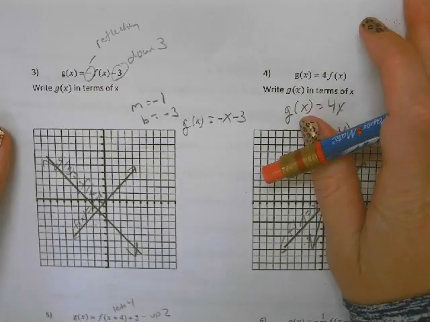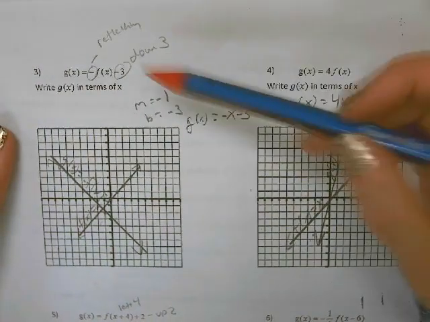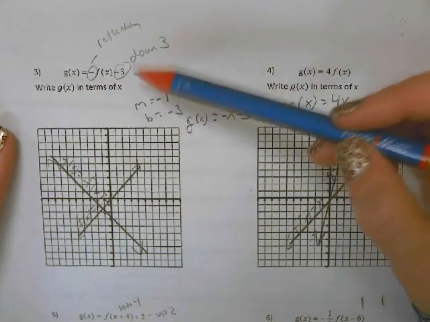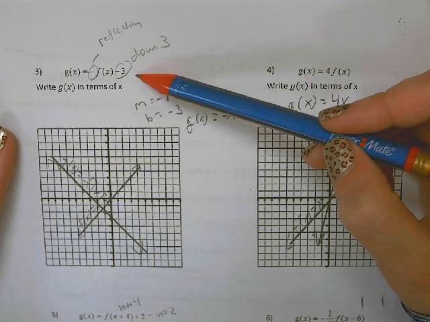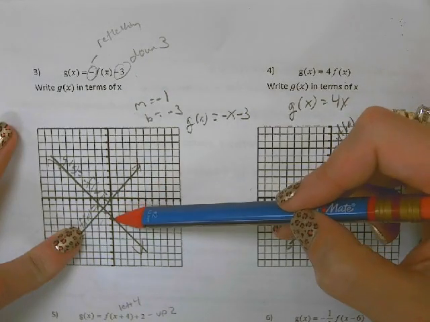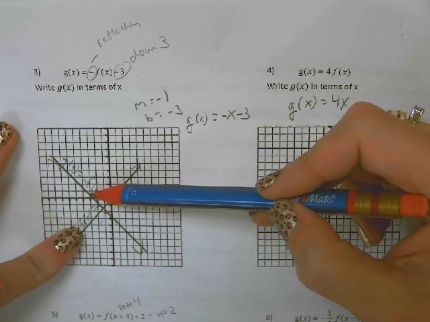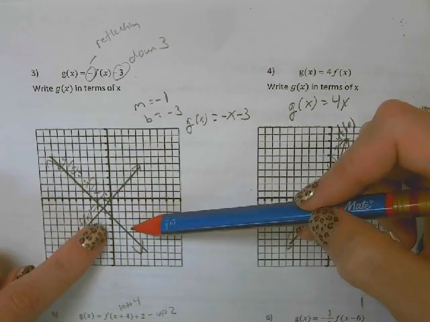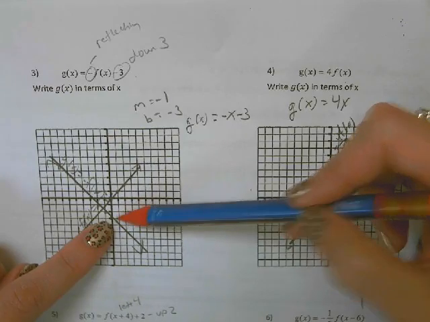Same thing over here, according to the list and memorization. This is a reflection. Then this is down 3. So I take the parent function, which is here, move it down 3, and now I'm going to have a negative slope, but it's going to still be 1. Regraph it. Y-intercept is now -3, slope is now -1. Rewrite it.